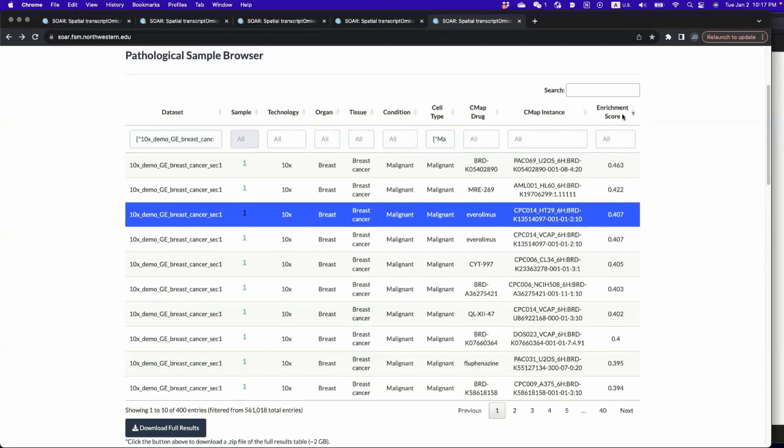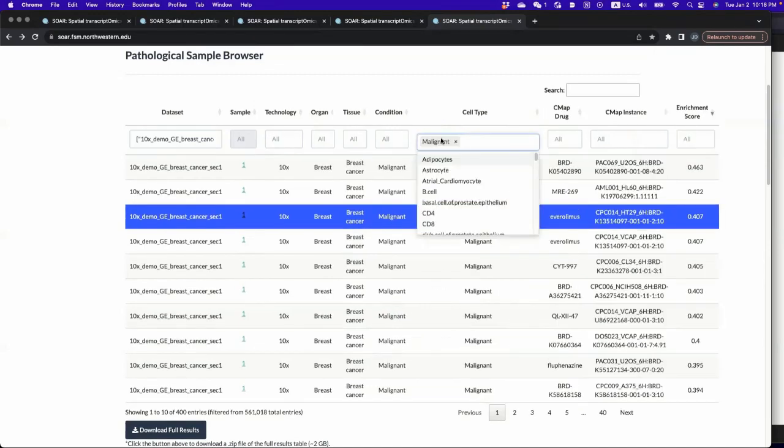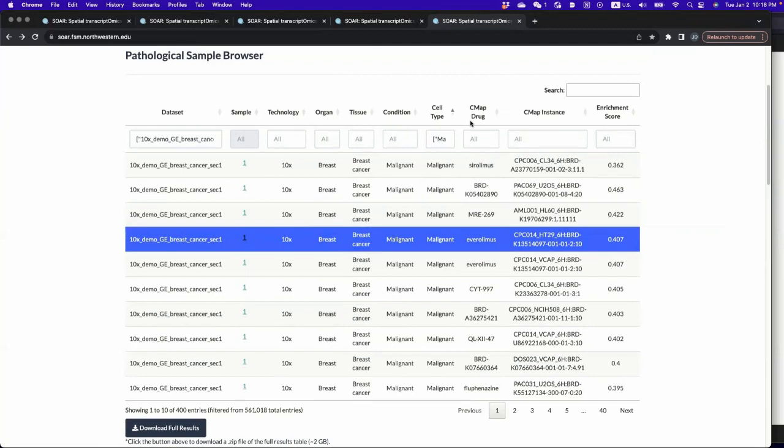Enrichment score represents the overall perturbation effect a CMAP instance has on the differentially expressed genes of a cell type, in this case filtered to be malignant cells. Positive scores mean repression of differentially expressed genes, and vice versa. The CMAP instances can be mapped back to the published CMAP dataset for in-depth analysis on experimental conditions. Non-filtered results can be downloaded at the bottom.